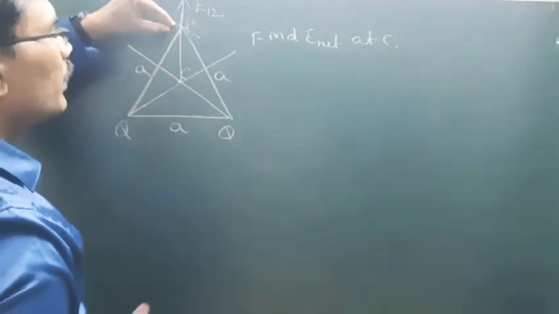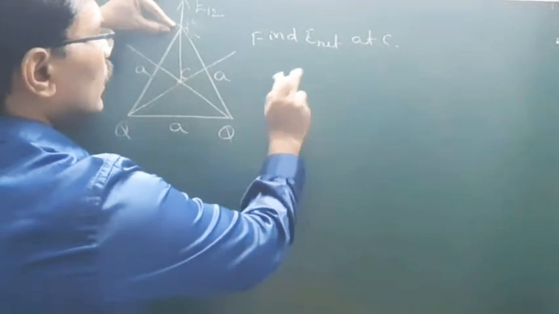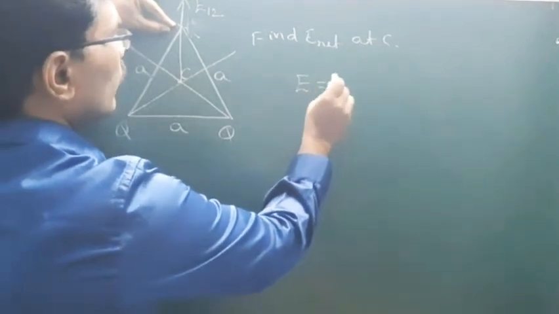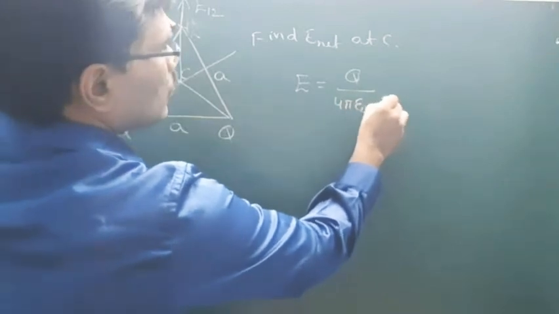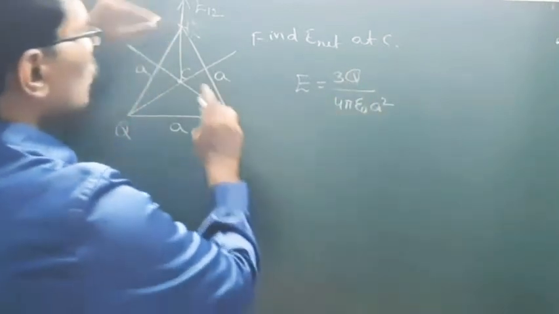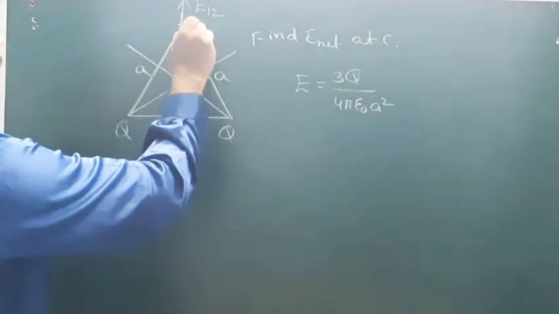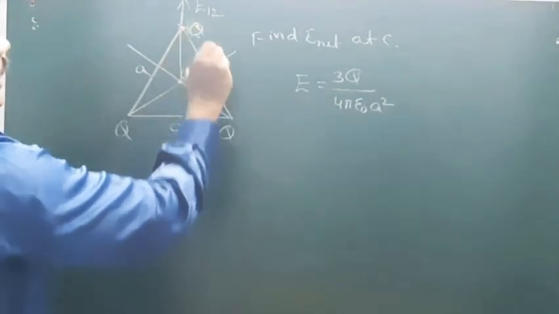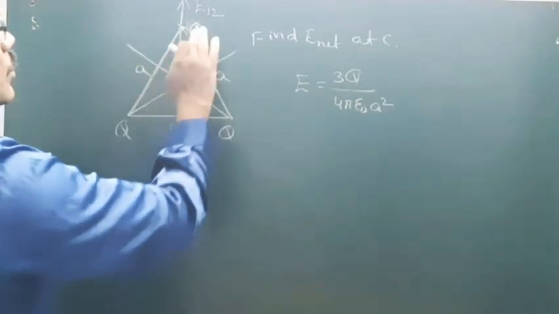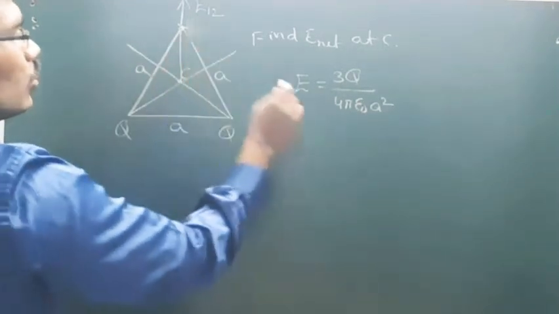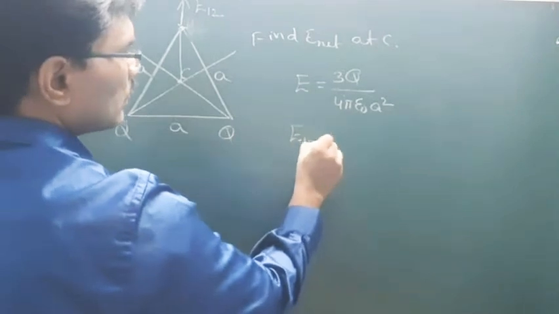So if you place a charge Q here, then what is its electric field here? It must be equal to Q by 4 pi epsilon naught A square into 3. Okay, so this is the electric field. If you place a charge Q here, its electric field is this much, and that is cancelling out the resultant of these two. So that means E12 must also be equal to this one.